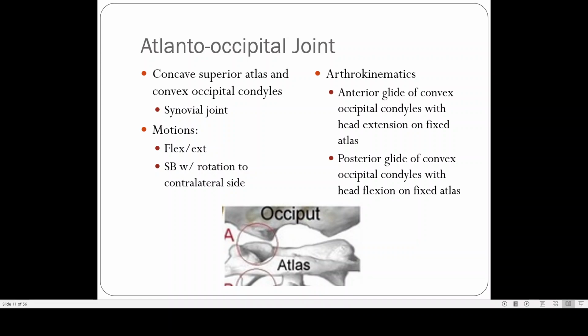We have flexion and extension as well as side bending with rotation to the contralateral side occurring at this joint. You can see here the orthokinematics are going to be labeled, and this is going to be based off a traditional convex concave rule. So knowing what part of the body is moving is going to help you with this.